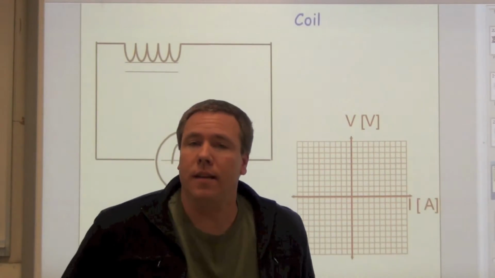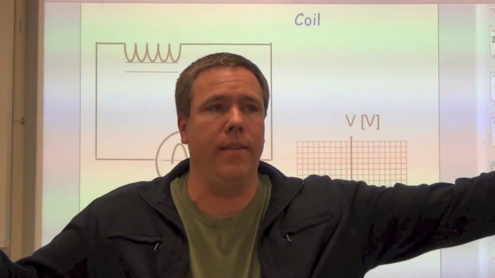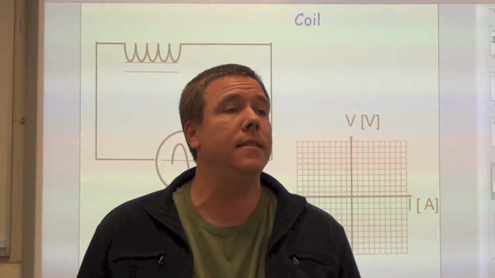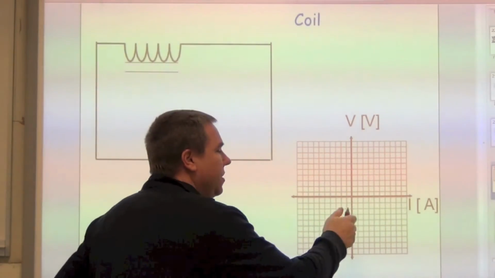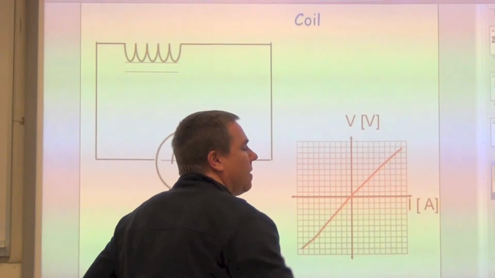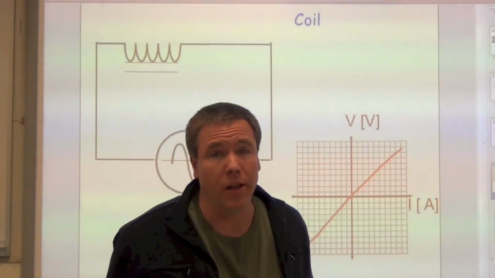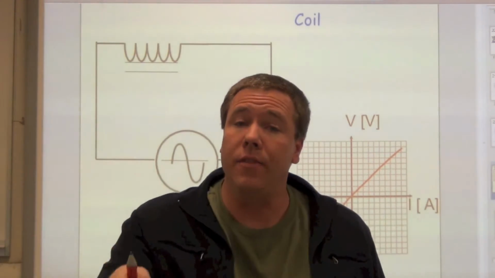So if it looks like just a long length of wire and therefore has resistance in this case, what should the plot look like? Voltage versus current, we should get some straight line whose slope is the resistance of the coil.